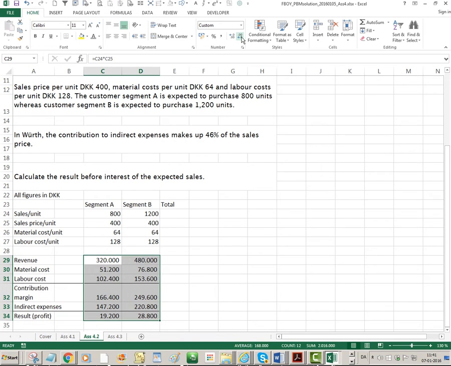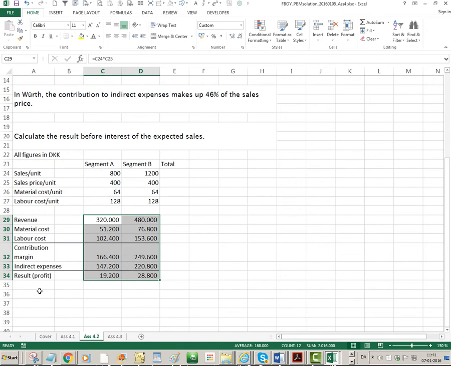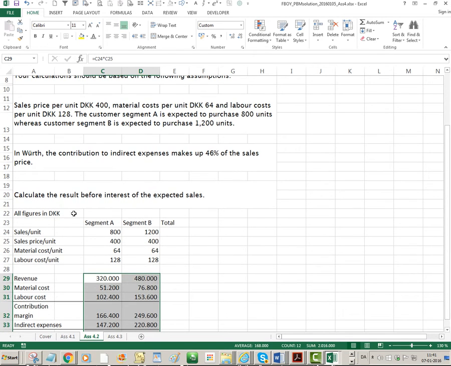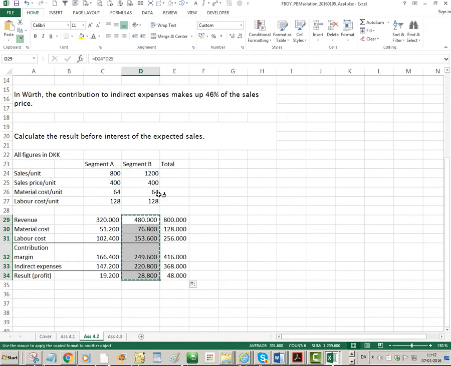Look, no decimals. I don't know if I need this. Okay, so what were they actually asking us about? Calculate the result before interest of the expected sales. Well, that could be seen as they want a total as well, so let us just make a total. This one plus that one. We can repeat that all the way down here. And we can use format brush if we want to make it look nicer.